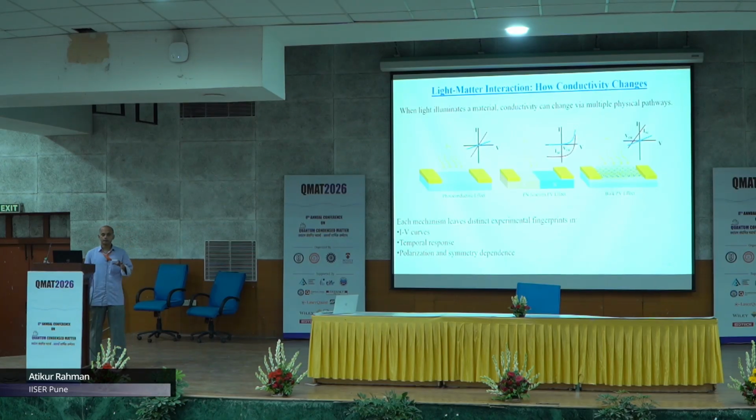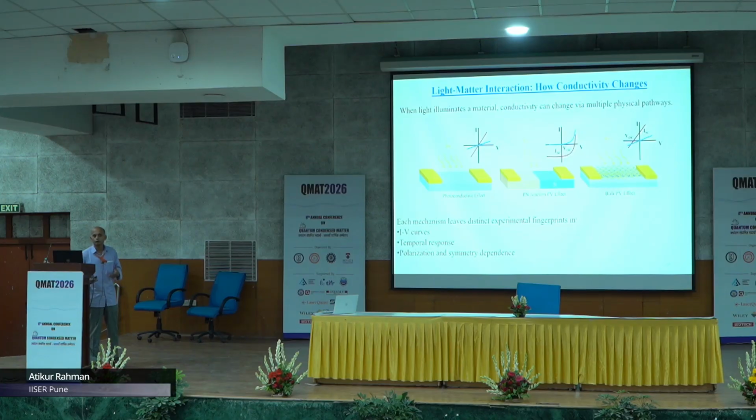So when you shine light on a material, there can be various physical pathways. The conductivity can change. The first thing that can come to your mind is the photoconductive effect. In the absence of light, you have low current, and in the presence of light, the current increases, the conductivity increases. But you should notice that the IV characteristics in the presence of light pass through the origin. That means zero current at zero voltage.